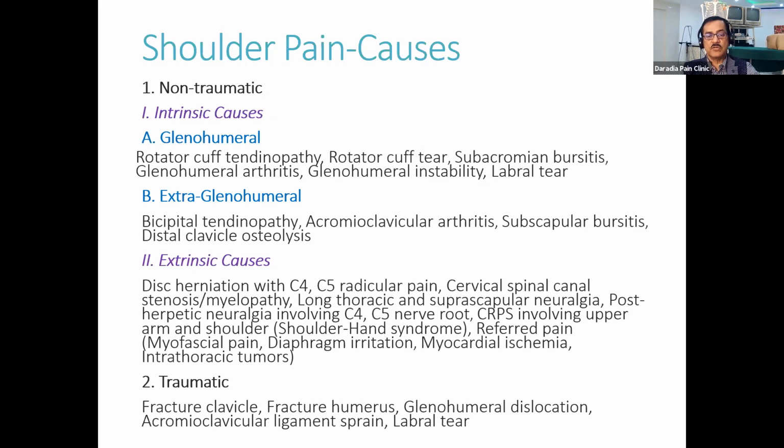More common in the glenohumeral joint are frozen shoulder and rotator cuff tendinopathies. They are the common causes. And in the extra glenohumeral, two important things to remember: one is the acromioclavicular and the other is the bicipital. So these are the two important extra glenohumeral causes, right?